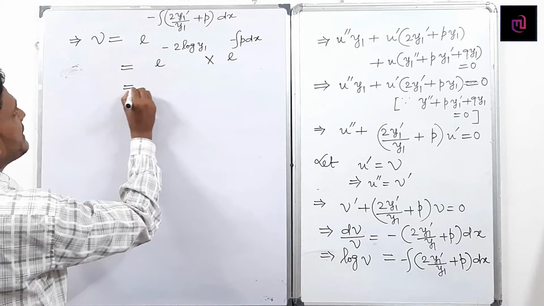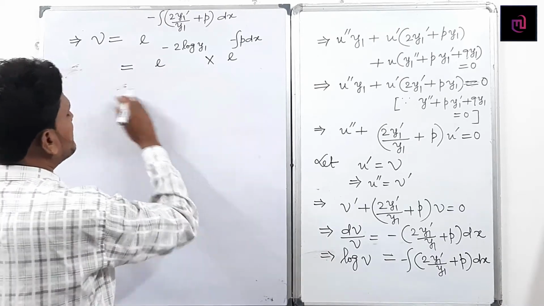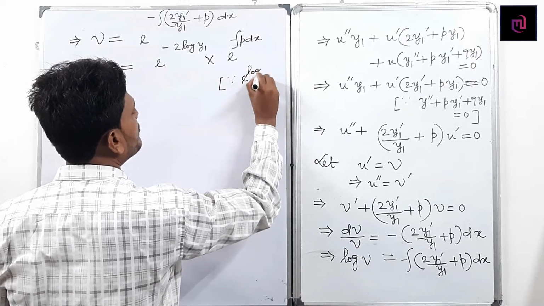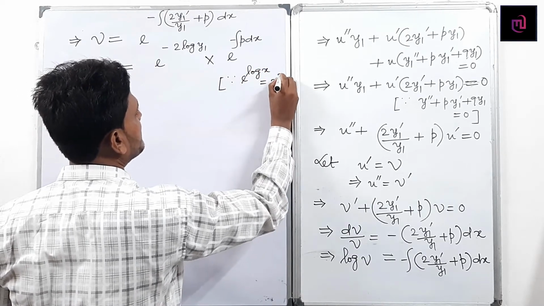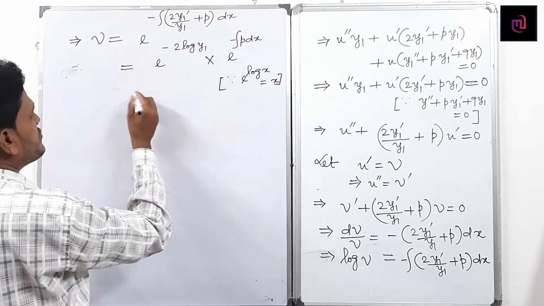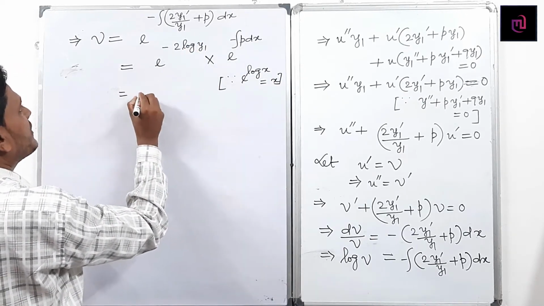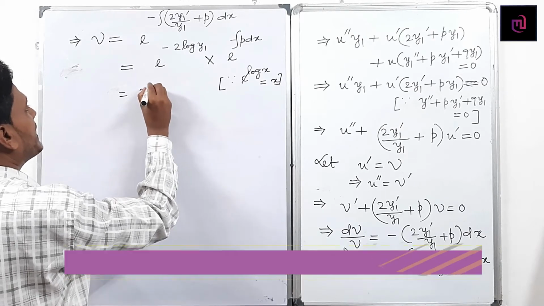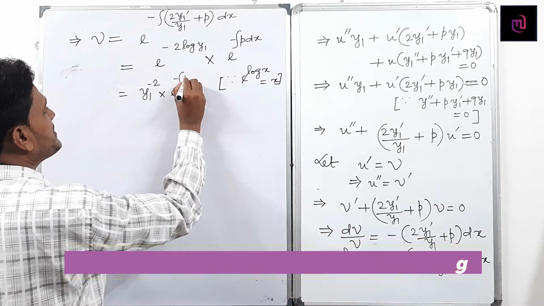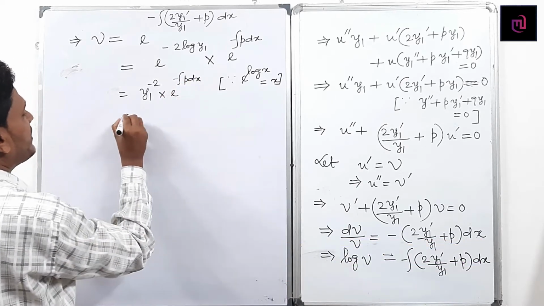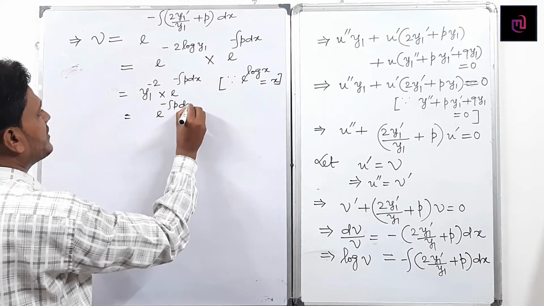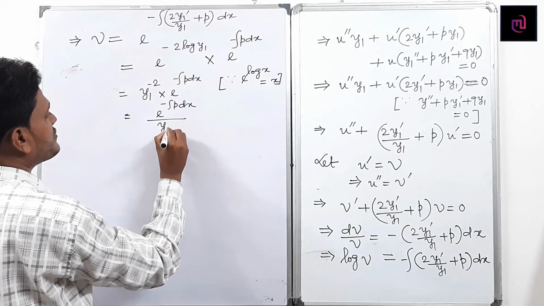We know that e to the power log x becomes x. So y1 to the power minus 2 into e to the power of the integration of minus p dx. So finally it becomes e to the power of minus integration p dx, all divided by y1 square.